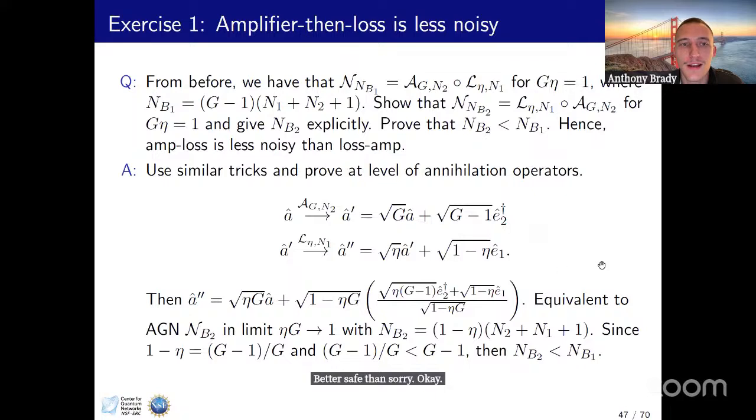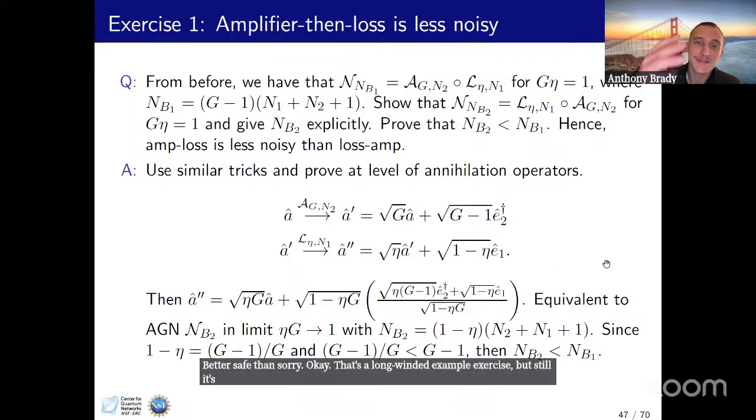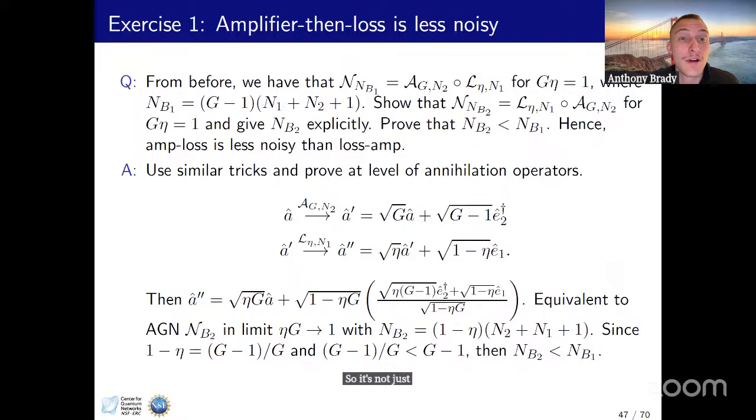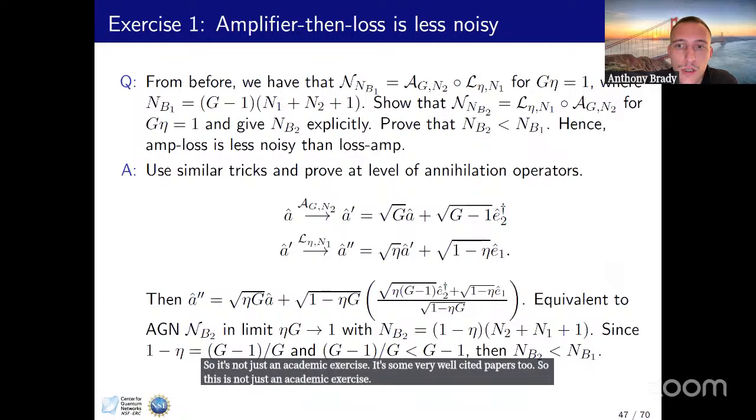Okay. That's a long-winded example exercise, but still it's useful. And people actually use this. This is a useful technique; there are some nice papers on quantum communication of bosonic channels where this kind of technique is used. So it's not just an academic exercise. There are some very well-cited papers too. It's actually a useful relationship.